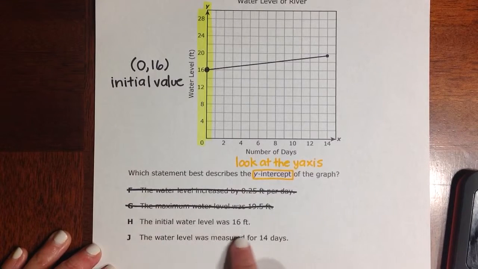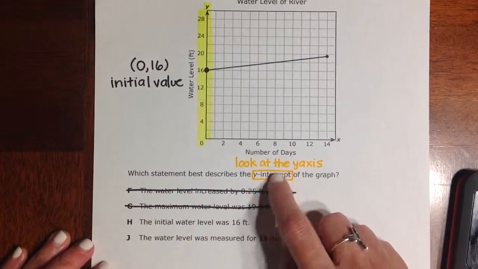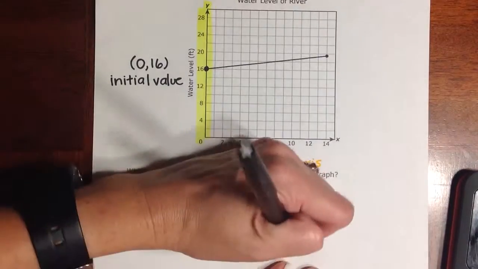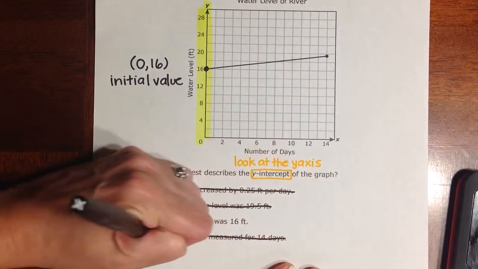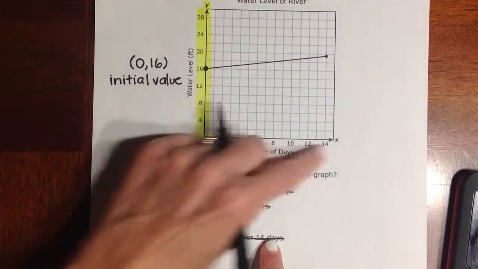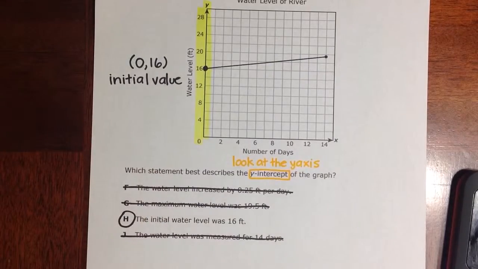It says the water level was measured for 14 days. Well, they didn't ask us how long. They asked us to look at the y-intercept, and clearly we are not crossing at 14, and days is also an x value. So the y-intercept is not going to be an x value, so the correct answer is H. The initial water level was 16 feet.